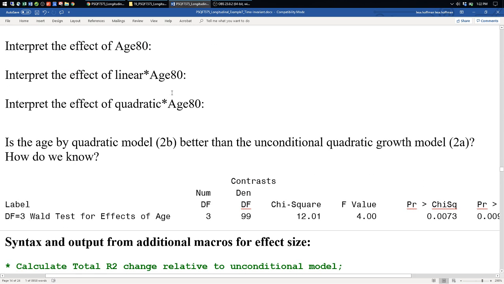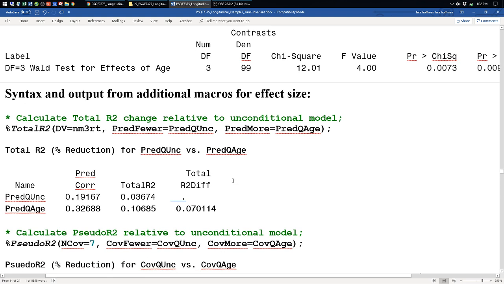Okay, so we did the interpretations. Here's my 3 degree of freedom Wald test for the overall effects of age. So that 3 degree of freedom test I can think of as the significance test for the change in total R-square between models. By adding those 3 fixed effects of age, we have picked up another 7% of the total variance.